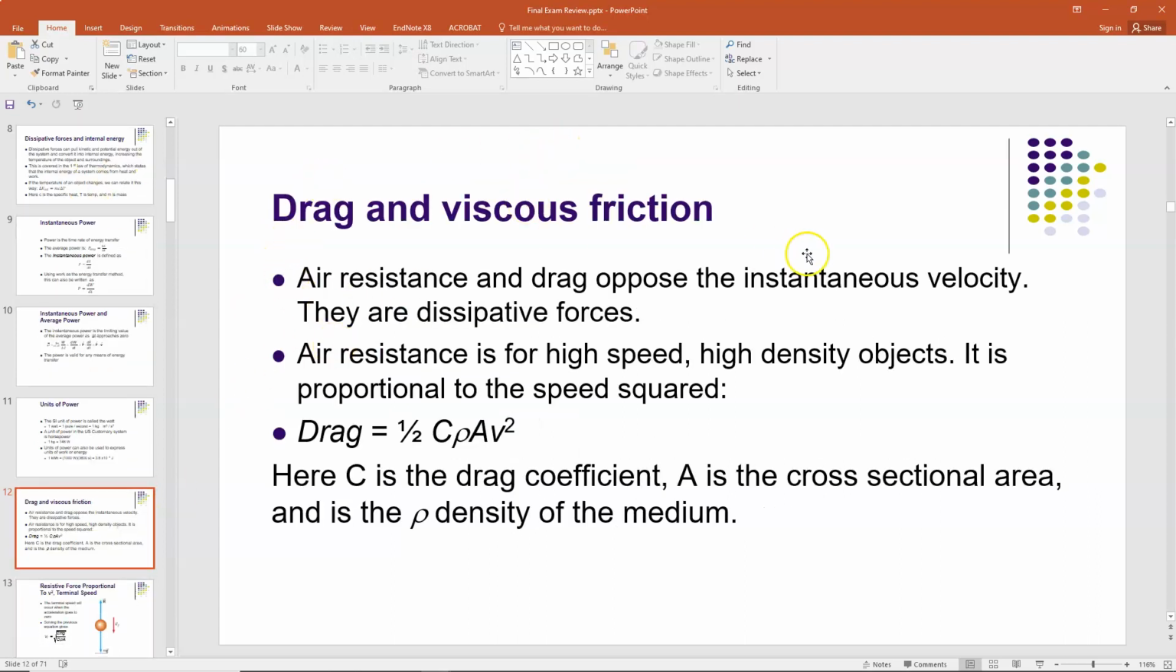We talked about dissipative forces. Specifically, we discussed drag and viscous friction, which is one form of resistance that a medium would provide to something moving through it. They oppose the instantaneous velocity, so they will always work to oppose the change in motion. You use the formula for air resistance for high-speed, high-density objects, and that one's the one that's proportional to the speed squared.